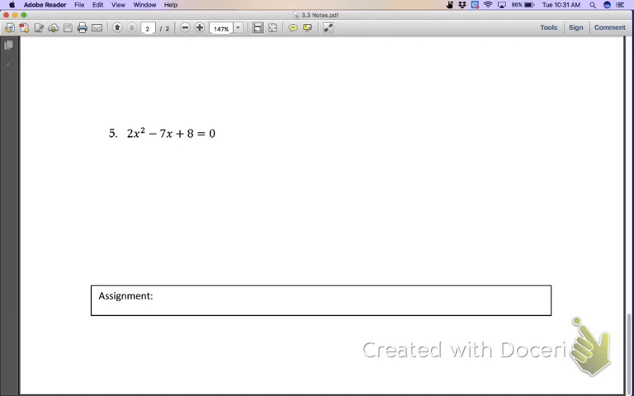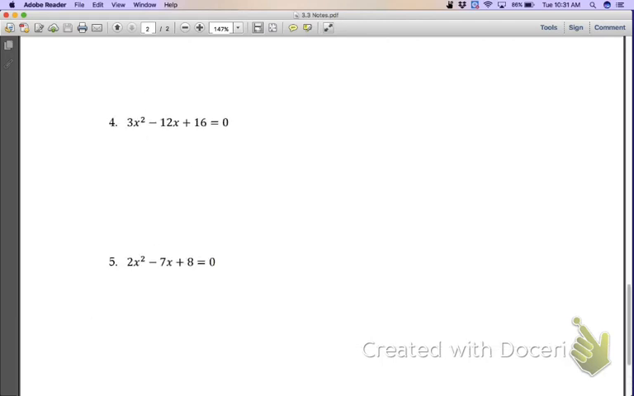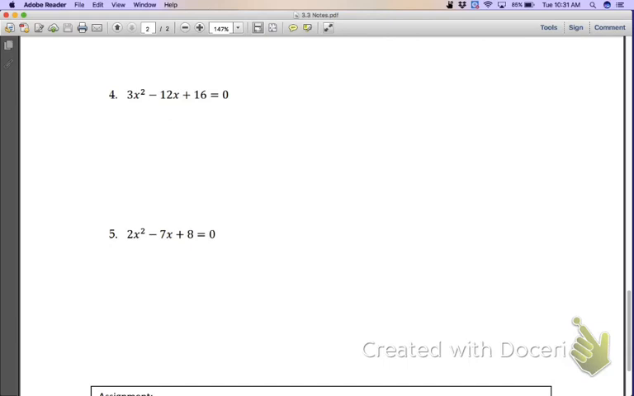Do you understand on 4 that I can move the 16 over and I can have 3x squared minus 12x plus something equals negative 16, and then I can still factor something out of these two parts, right? Yes. I can't do that here. I can do it on 4, and I can treat 4 the same way I did on 3. But I can't do that on 5. So I don't even want to think about doing completing the square.